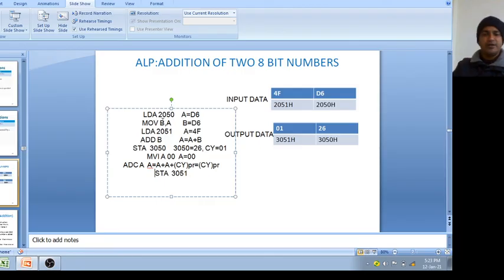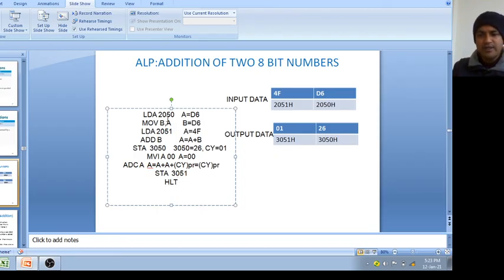Now you can see from here, the last instruction is HLT to terminate the program. LDA 2050: the contents of 2050, that is D6, are transferred into A. MOV B, A: now contents of A are transferred into B, so B equal to D6. Now LDA 2051: contents of 2051 are transferred into A, so A is 4F. Now ADD B. Why am I using ADD B? Because one data is available in A, one is available in B. A equal to A plus B, and STA 3050.